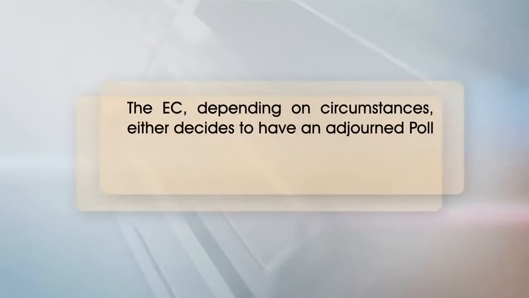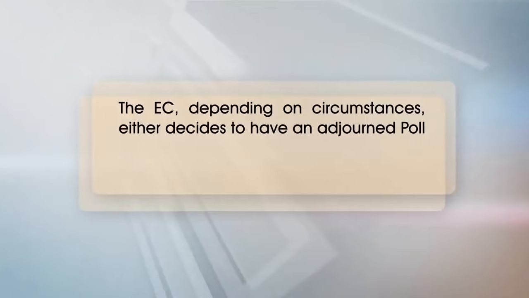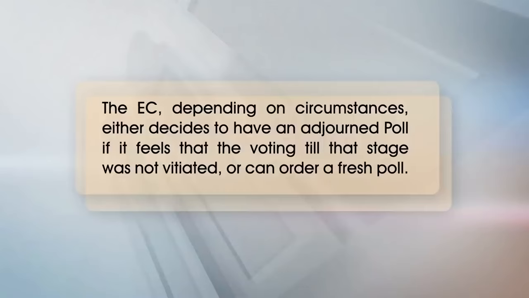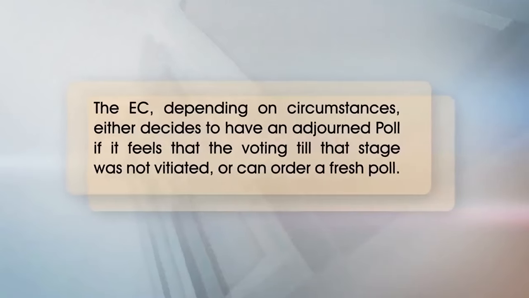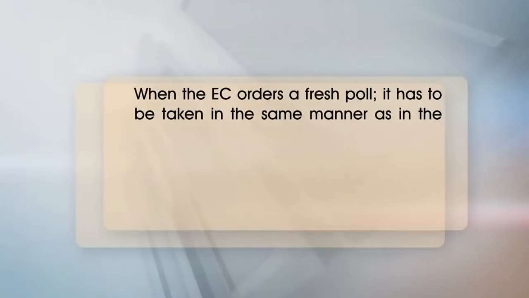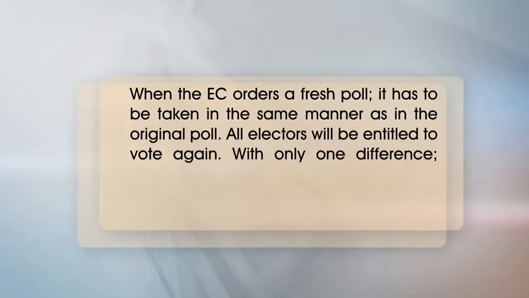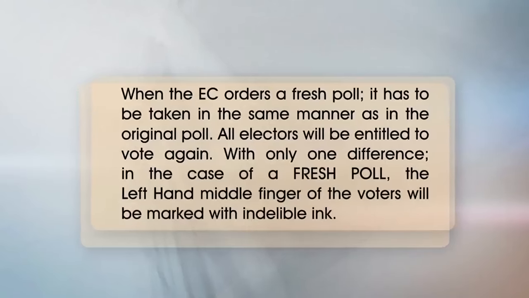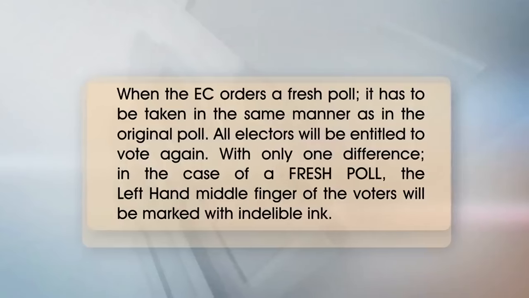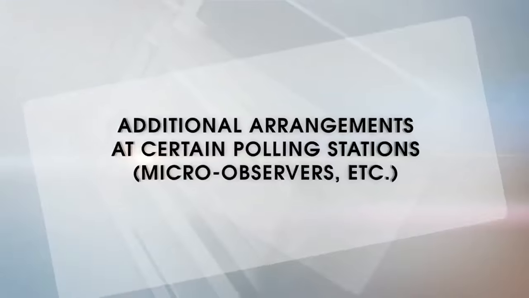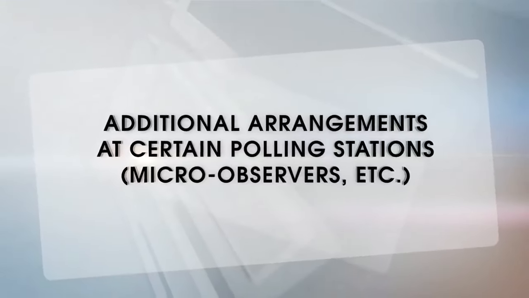The EC, depending on circumstances, either decides to have an adjourned poll if it feels that the voting till that stage was not vitiated, or can order a fresh poll. When the EC orders a fresh poll, it has to be taken in the same manner as in the original poll. All electors will be entitled to vote again, with only one difference. In the case of a fresh poll, the left hand middle fingers of the voters will be marked with indelible ink.